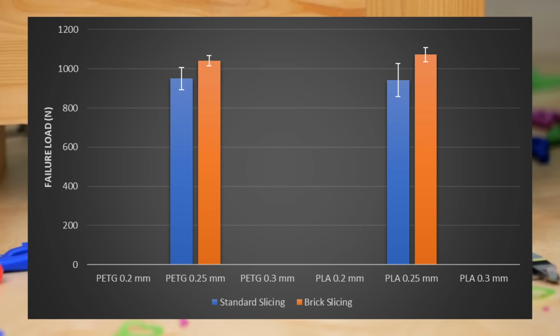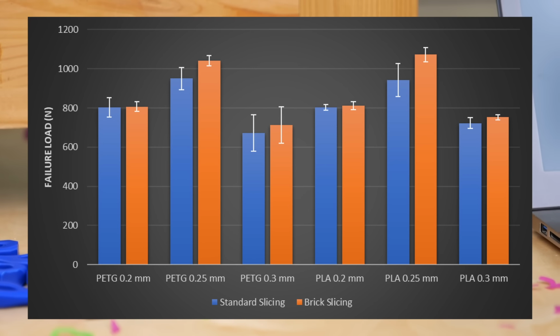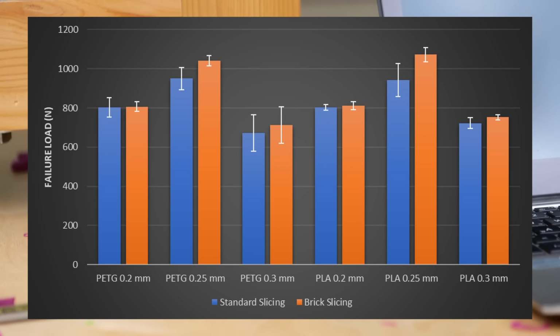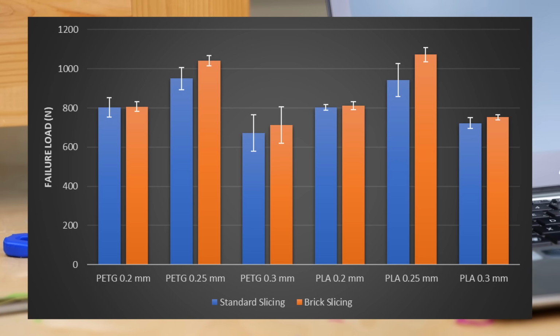The results still showed a slight increase in average layer adhesion with our novel slicing approach, but if we look at the standard deviation, this is probably not significant.